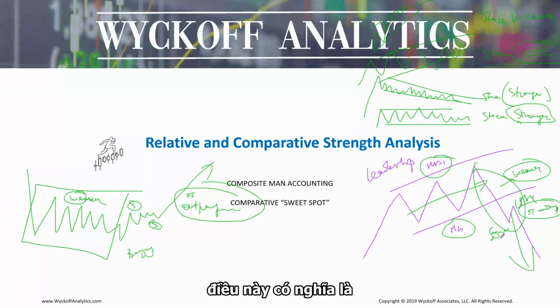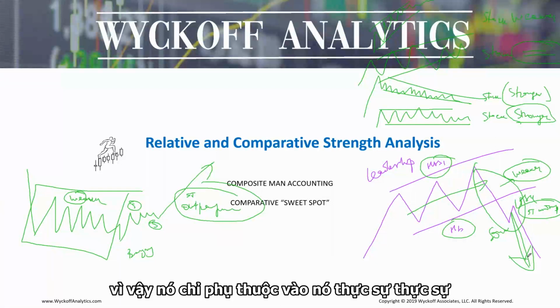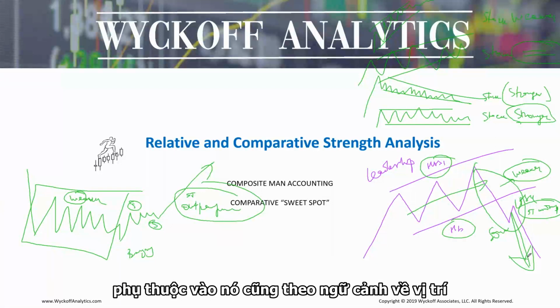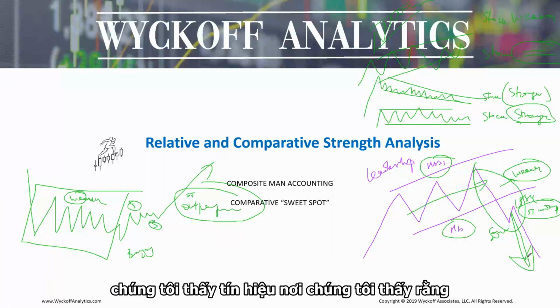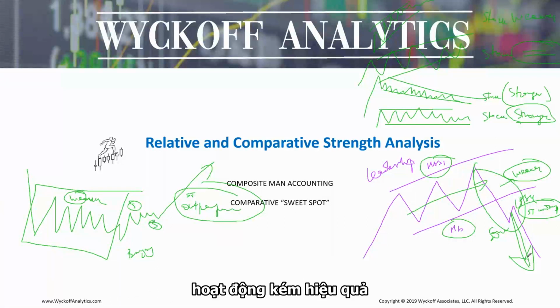This means that the stock just travels to the downside much faster, and there is more selling for the stock. So it just depends. It really, really depends. It's also contextual as to where we see the signal, where we see that relative underperformance.